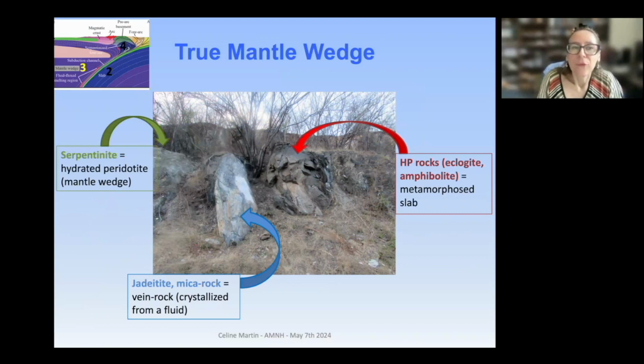Then, if we look at the mantle wedge, so that would be number 3 in the subduction sketch, we thankfully had that very interesting outcrop in Guatemala where we have, in contact, high-pressure rocks like eclogite or tremolitite, serpentinites, which is hydrated peridotite obviously, and jadeite or mica rocks that represent veins. So it's directly a snapshot of what the composition of the fluid was. And so we were able to measure boron isotopes on mostly the veins, I would say, and the serpentinite.